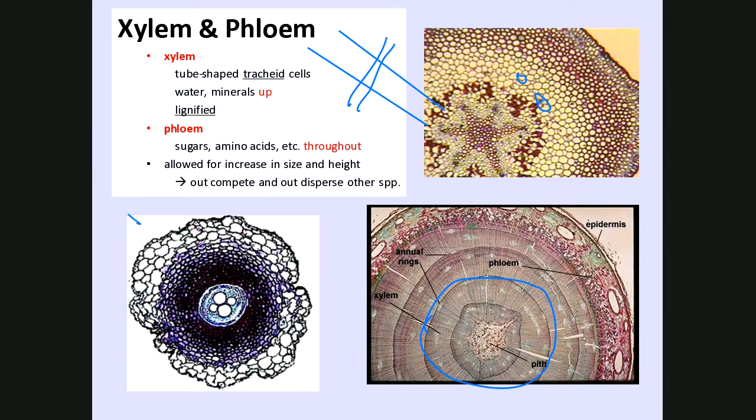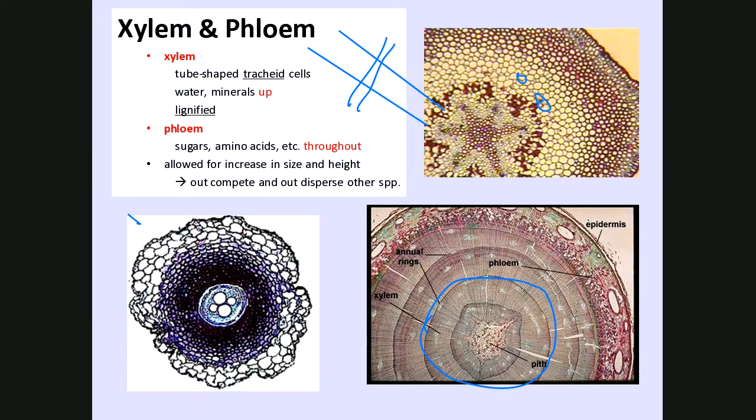So the xylem is responsible for transporting water and minerals up the plant. The xylem would be what takes the water from the roots up into the rest of the plant and out to the leaves. And the phloem is what transports materials like sugars and amino acids and other metabolic products throughout the plant. Now, in school, I always remembered xylem up, phloem down, so I can remember which one did what. The xylem carries the materials up, and the phloem carries the materials throughout the plant.